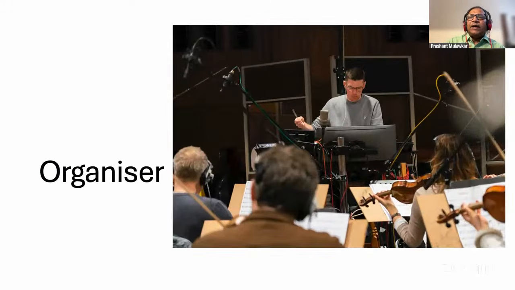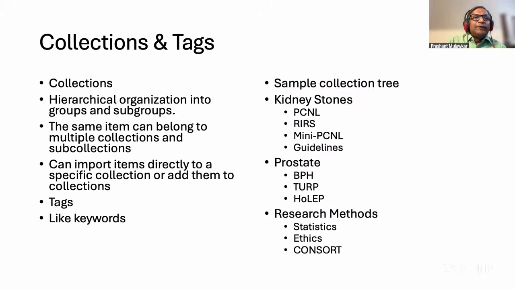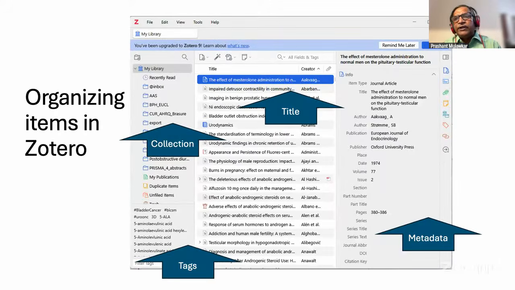I am an organizer of the research work. For that, what I am doing is I am using collections in Zotero. Now these collections are for different types, for different keywords and different subtypes. Let's say we have a collection called kidney stone, then I have a subtype like PCNL, RIRS, and something like that. So this is how it will be there. On the left side, these are the collections, and these are the different tags or keywords. These are the tags that are attached to these research works, and this is the title.